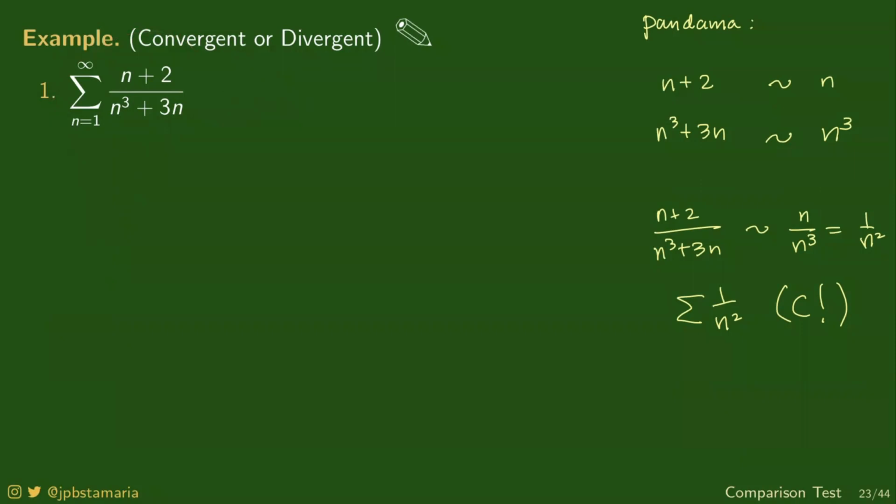Kaya ang gagawin ko ganito. Dahil alam ko na parang 1 over n squared siya, i-compare ko ito sa 1 over n squared. Ang tanong, paano ko siya i-compare? Pakanan or pakaliwa? Or should I use less than or equal or greater than or equal? Depende. Because summation of 1 over n squared is convergent, I need to go to the right. Kasi I need to show that something bigger has a finite sum, to conclude that this sum is finite as well. That's the comparison test. Naintindihan nyo? So, dapat pakanan tayo.